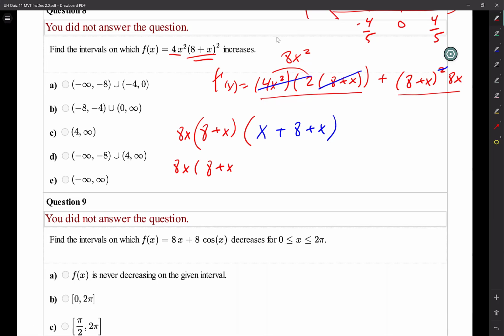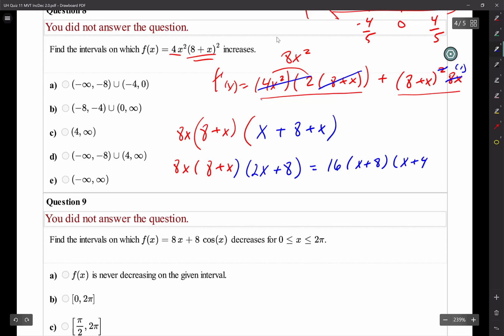Well, yeah, but it's 1 times that, no? Yeah, so isn't that just 1? 8 plus x times 1. You know what I mean? I could have factored out another 2, but I didn't see it. Yeah, let's do that, from the 2x plus 8. So 8 times 2, 16. x plus 8, x plus 4.